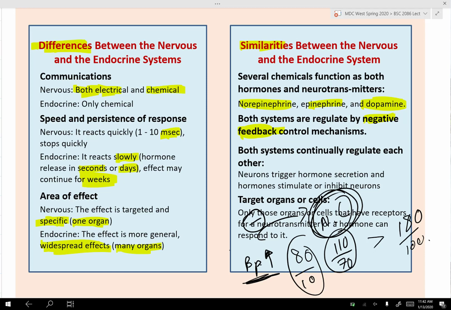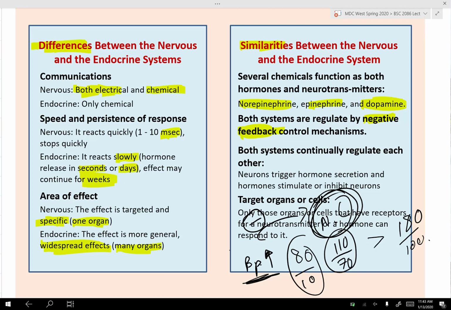So negative feedback is always the opposite of what you already have. If your blood pressure is high, what do you want to do? Lower it to normal limits. If your blood pressure is low, what do you want it to do? Opposite. Increase it to normal limits. That's an example of negative feedback.